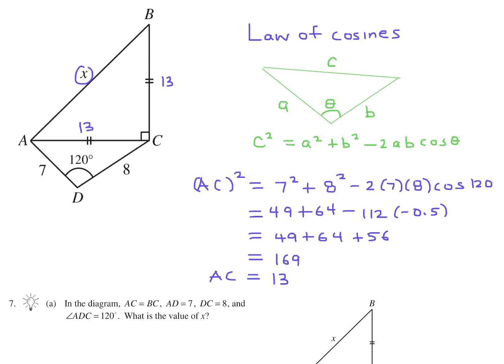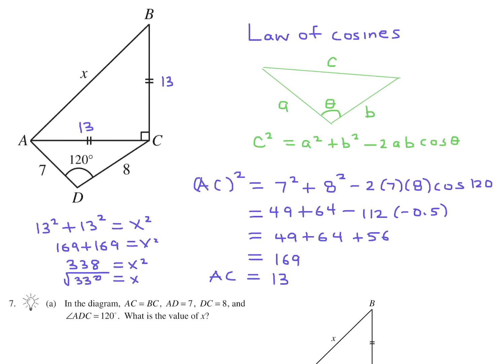Now how do you figure out x? Well, this is a right triangle. So you do not have to use the law of cosines. You can just use Pythagoras. So 13 squared plus 13 squared is equal to x squared. 169 plus 169 is equal to x squared. And that is 338. And therefore x is equal to the square root of 338.